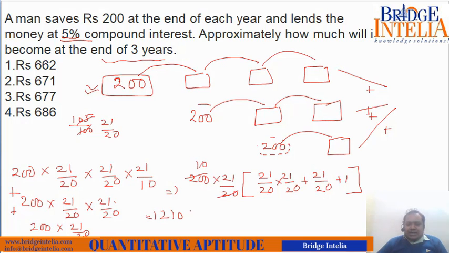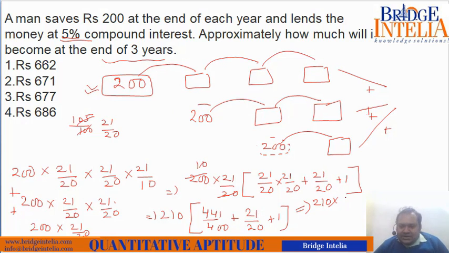So this is equal to 210 into 441 by 400 plus 21 by 20 plus 1. So if you solve this, this is equal to 210 into 3.15. So this comes out to be approximately equal to 662. So 662 is the final answer.